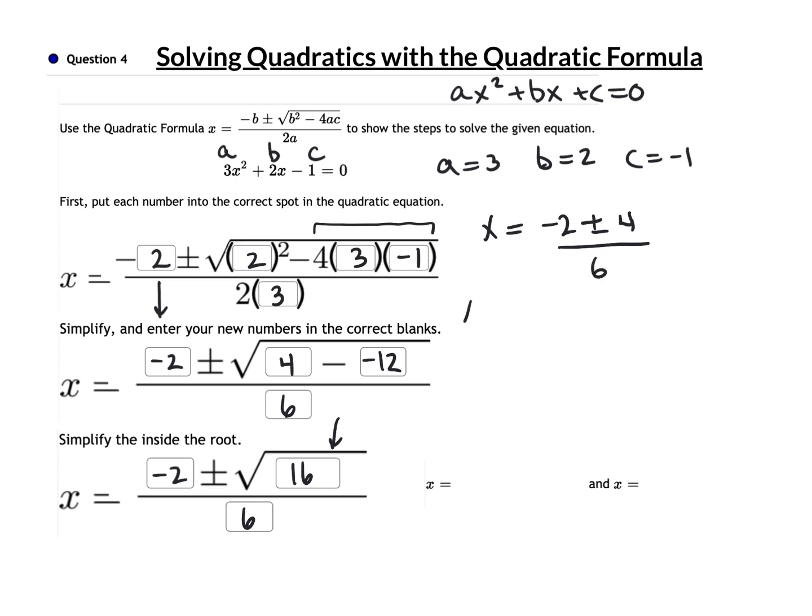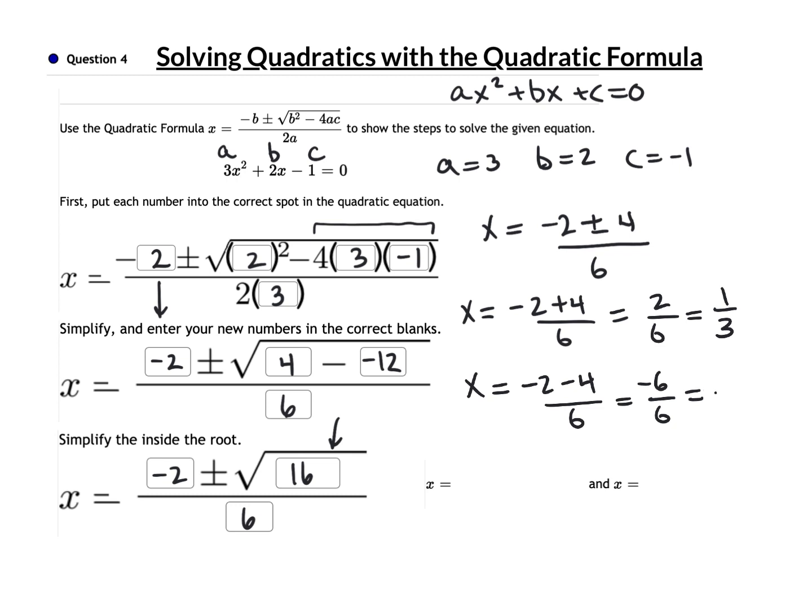This is two answers. One is -2 plus 4 over 6. These are all numbers that we can simplify. -2 plus 4 is 2. 2 over 6, and that reduces, because they're both divisible by 2, to 1/3. The other answer is -2 minus 4 over 6. -2 minus 4 is -6 divided by 6, and that's -1. Our two solutions are 1/3 and -1.